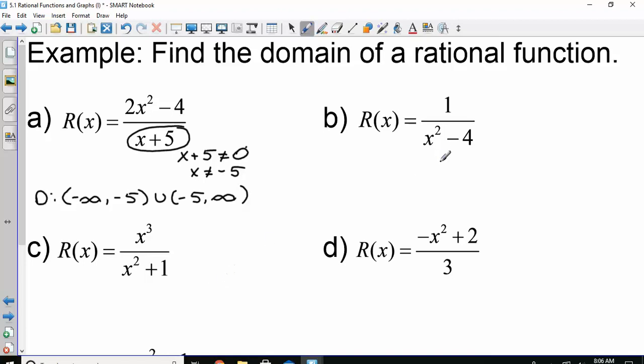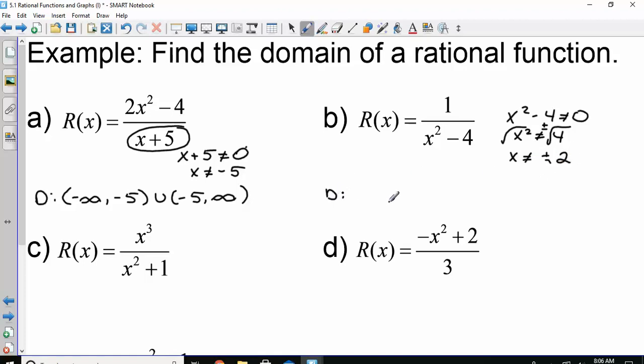Alright, the second one. If I have x squared minus 4 on the bottom, the only thing I'm looking at when finding the domain is that the denominator can't be 0. What would you do? I add 4 over and square root, plus and minus. So x cannot equal positive or negative 2.